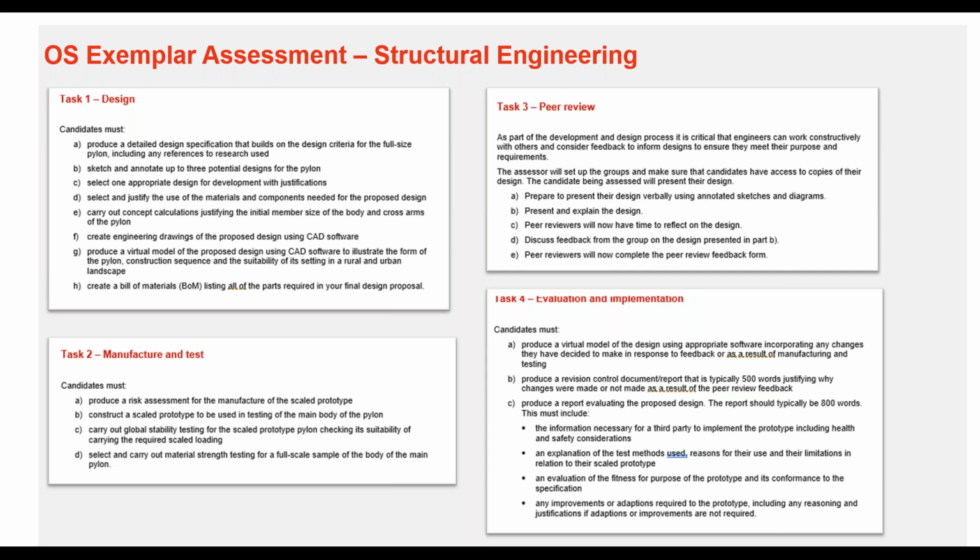They need to carry out some global stability testing to check its suitability and carry out the required scale load. So the scale load identifying the design spec that needs to be carried out to make sure it works. And select to carry out material strength tests. So for example, strength tests, it could be using tensile testing equipment. It could be using Charpy impact testers, for example. So again, these are all the different parts that we'll do on the structural engineering as well. And again, from there, we've got the evaluation and the peer review as well.